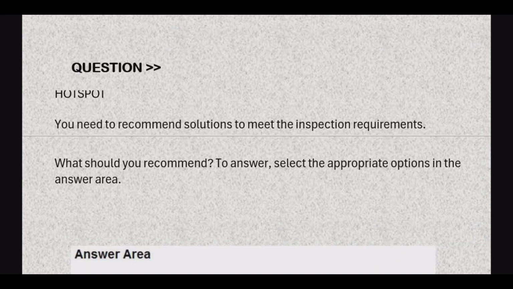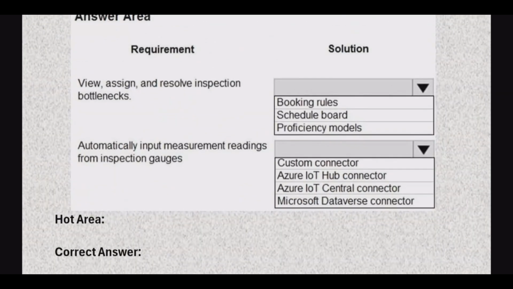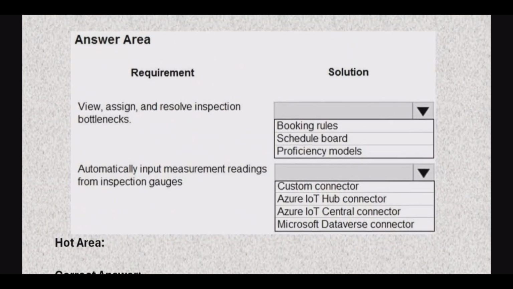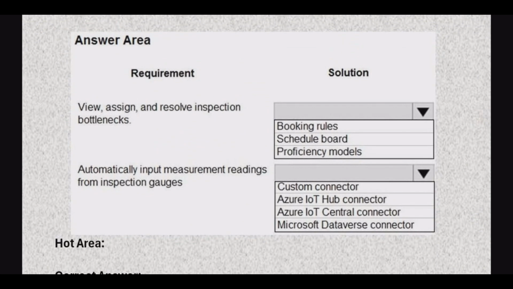Our next question is hotspot. You need to recommend solutions to meet the inspection requirements. What should you recommend? To answer, select the appropriate options in the answer area. Please have a look at the answer area. The requirement is view, assign and resolve inspection bottlenecks. The options for the solution are, first one is booking rules, second one is schedule board, third one is proficiency models.